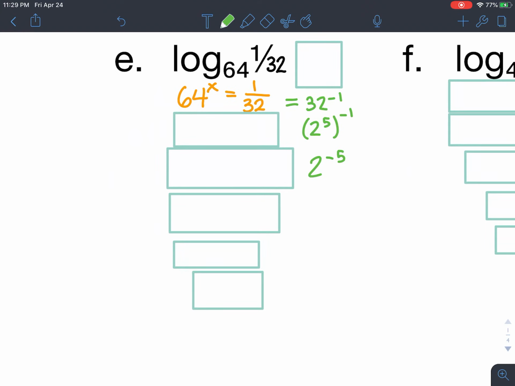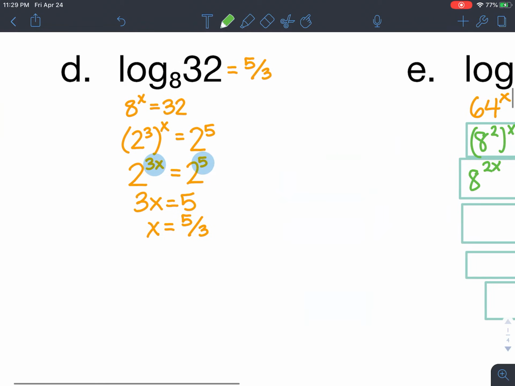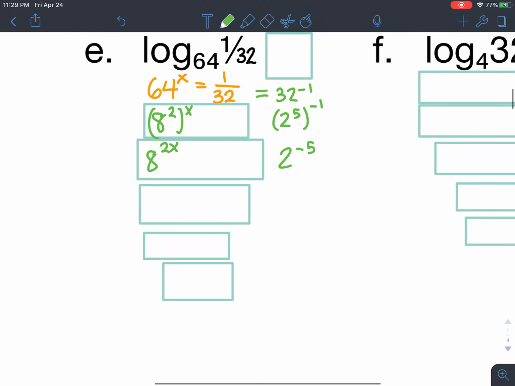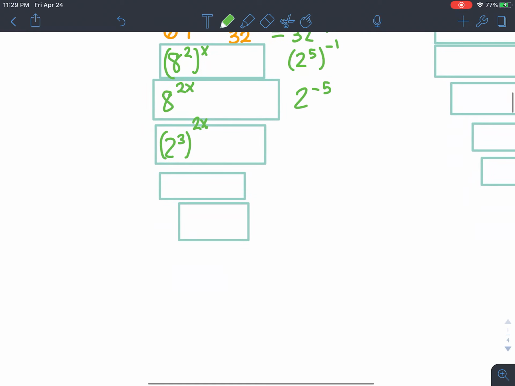Okay, so let's look at the 64. So I know that 64 is 8 squared. So that must mean that this is 8 to the 2x. So that must be equivalent. And what did we discuss about 8? 8 is 2 to the 3rd. So 2 to the 3rd is 8. And that's 2 to the 2x power.